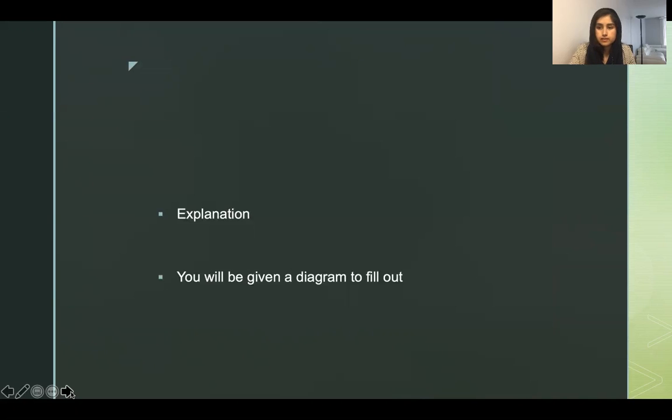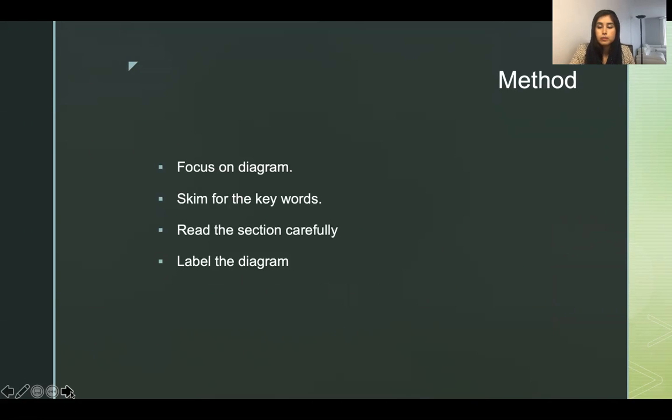So in the diagrams, you will be given a diagram to fill out, and you have to read the reading, and according to that, you will have to fill out the diagram. So the methods, how to make it more simple and easily solve the diagrams. The first way to do that is to focus on diagrams. So when you're given a diagram, you pay attention to what is there.